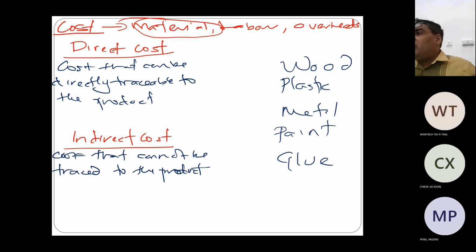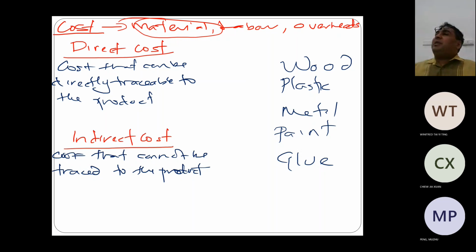Now you see on the table top part, there is a black colored thing on the side. That one is definitely glued, which means one of your materials is glue. You buy one bottle of glue worth 50 ringgit. How much glue do you use there? Do you measure the glue before you use it? As long as it sticks, that is it. Can you measure how much glue you have used? No. Then it becomes indirect material.